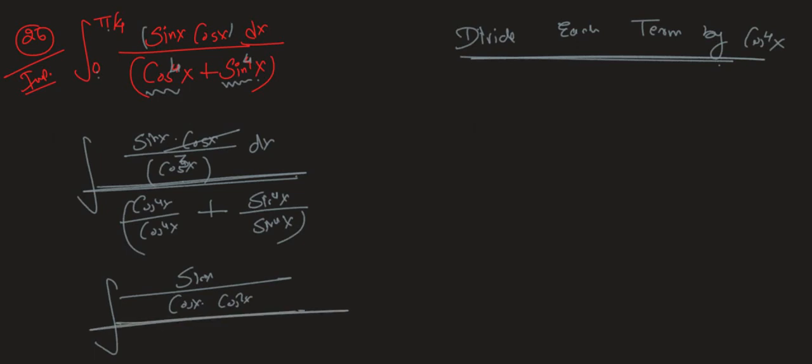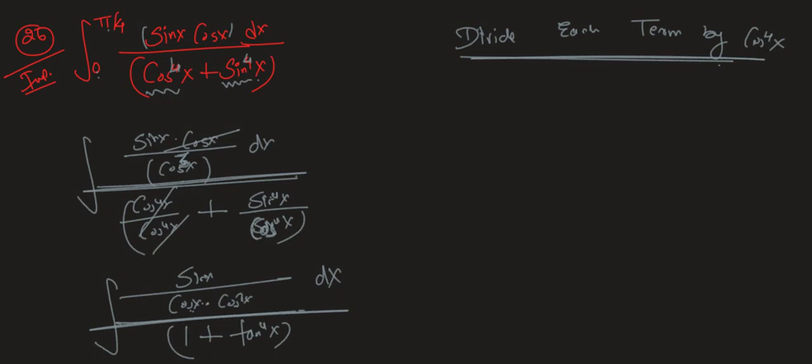Cos cube can I write cos into cos square, divided by, क्या किया मैंने, cos cube को I have split into these two, cos x and cos square. Then this and this cancel 1 plus this will be what? This is cos. I am sorry. Sin by cos will be this dx.